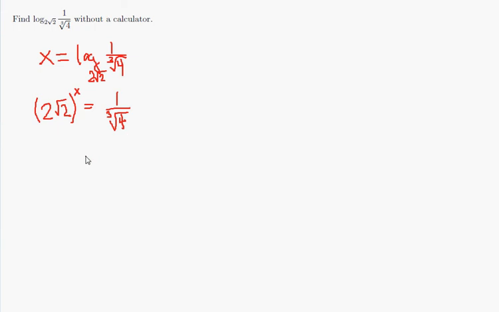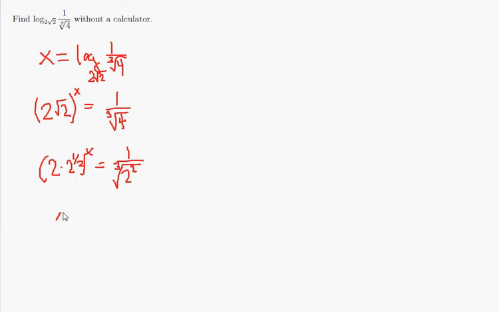Now this looks like a daunting task. The way that we make this less daunting is we write everything in terms of powers of 2. So 2 times 2 to the 1/2 power, whole thing to the x, is equal to 1 over 2 squared, and more precisely the cube root of 2 squared.